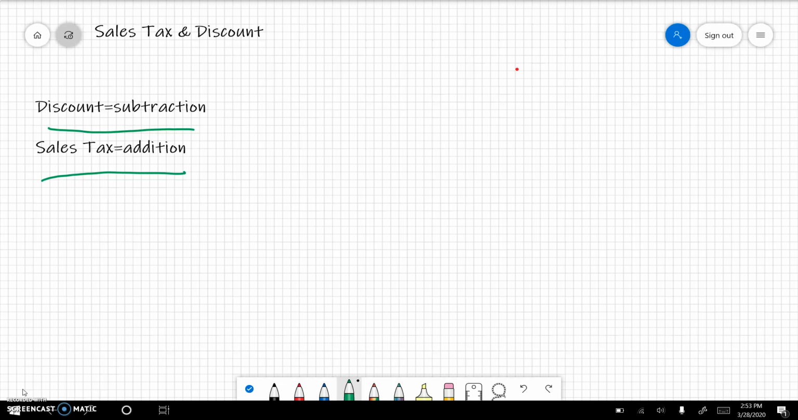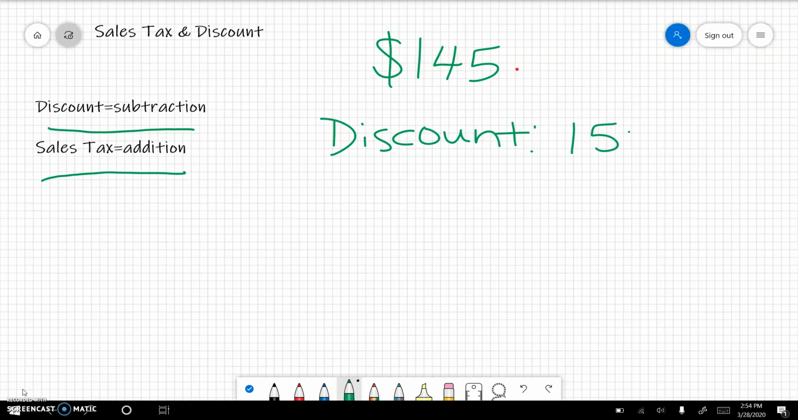You will be given the regular price of an item. So for example, the regular price is $145. Then they'll tell you discount. And they'll tell you the percent discount. They'll say, for example, 15%. Okay? And then they'll say, so what's the sale price? What is it on sale for? So step 1 for both sales tax and discount problems will be to multiply.